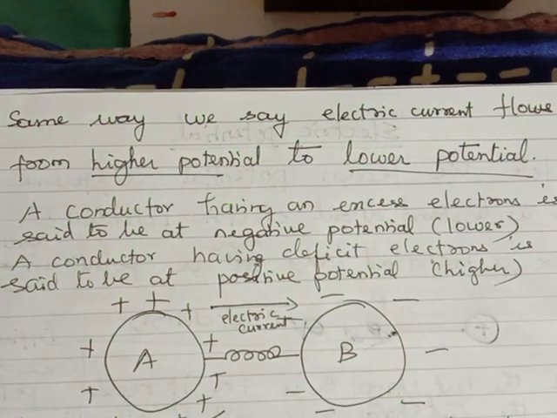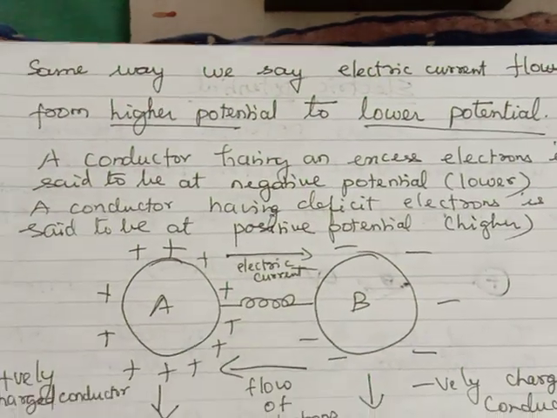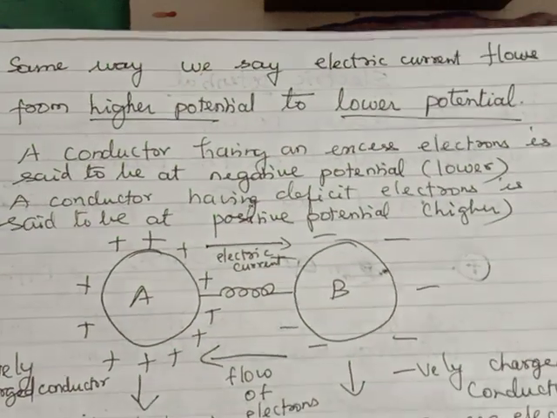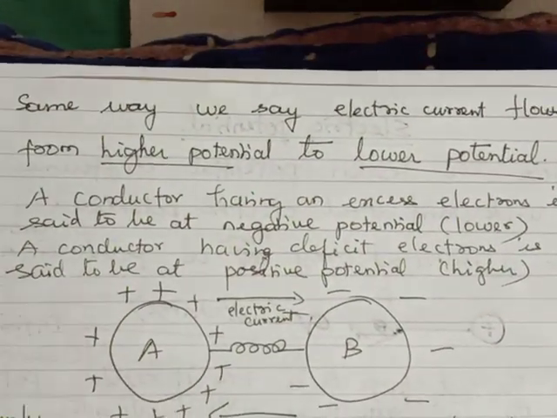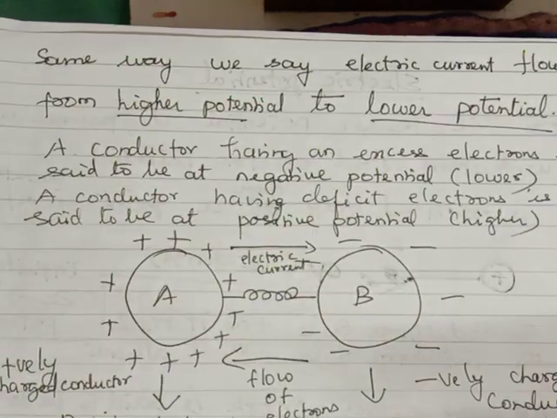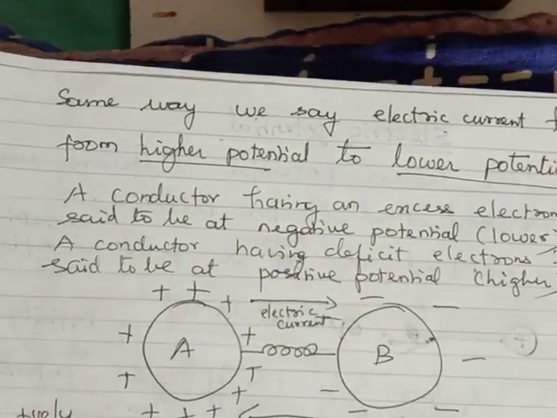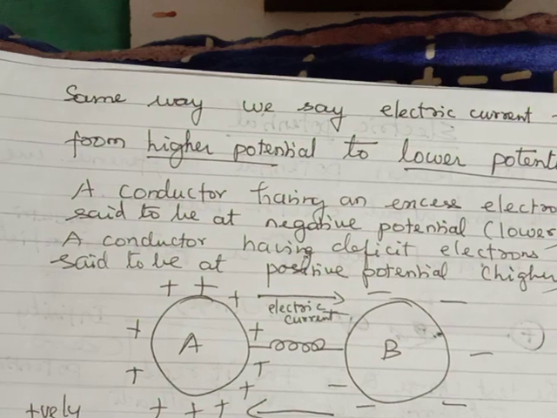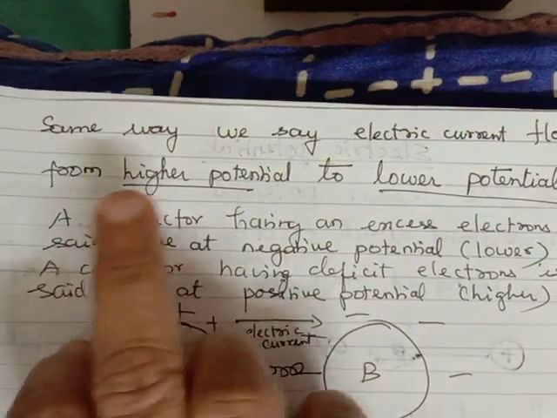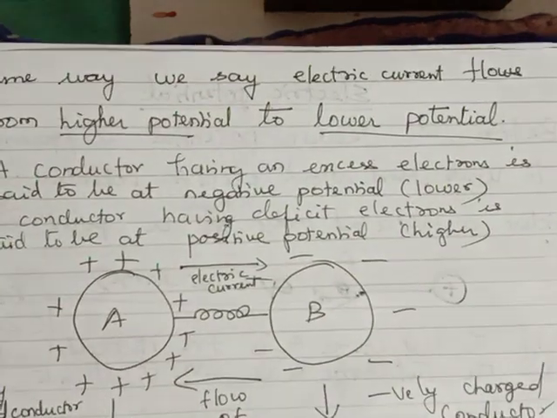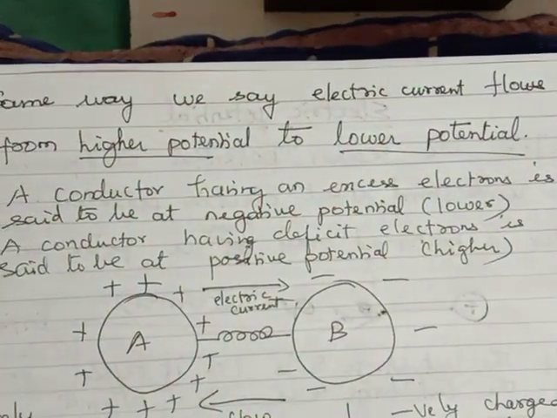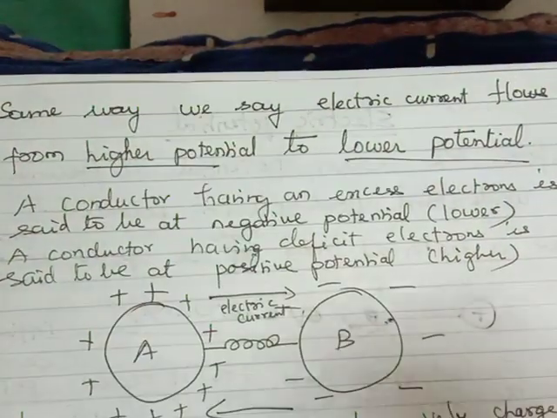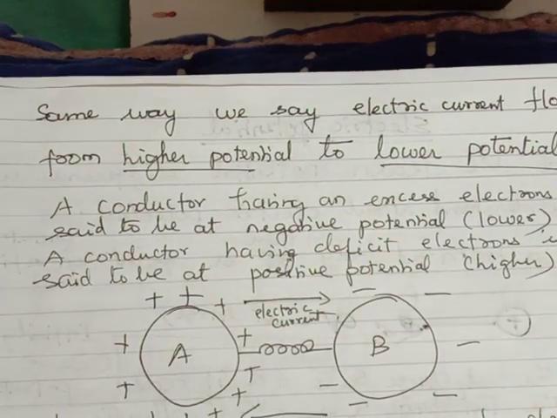Don't get confused with the word conventional current, as some students do. Conventional means a standard value, or a general thing which happens, which is based on some facts. That's the meaning of conventional. So according to conventional current, what did I explain now? The current will flow from higher potential to lower potential. There is a twist here again, so let me explain clearly.